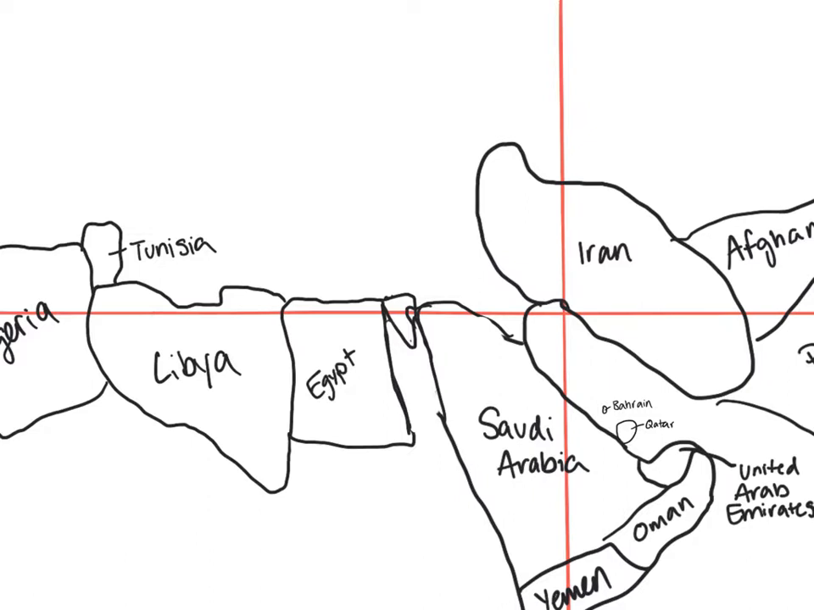We need to draw Iraq and Kuwait. Kuwait is the little bitty green one wedged in. It goes about right there.